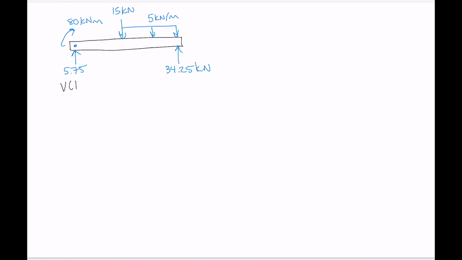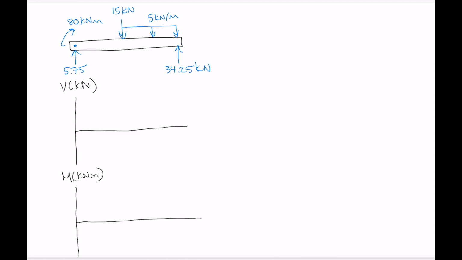So let's set up our axes. V in kilonewtons, and we're dropping that down like that. And then we're going across, and our moment diagram in kilonewton meters. Then again, bring down some helpful lines for constructing these diagrams like that. Okay, so let's do this. Shear diagram starts at 0 and ends at 0.